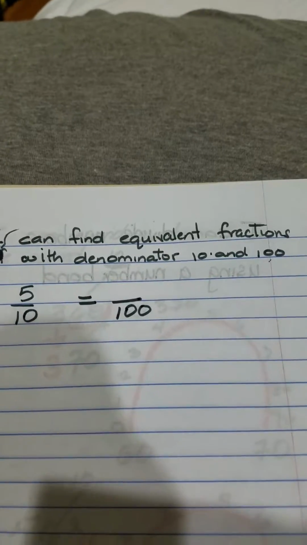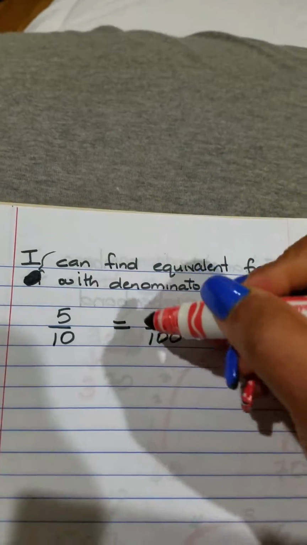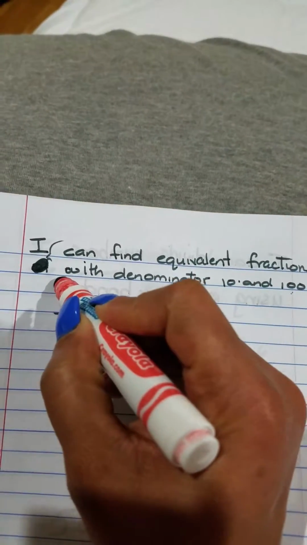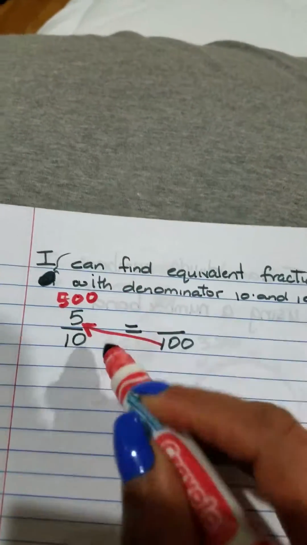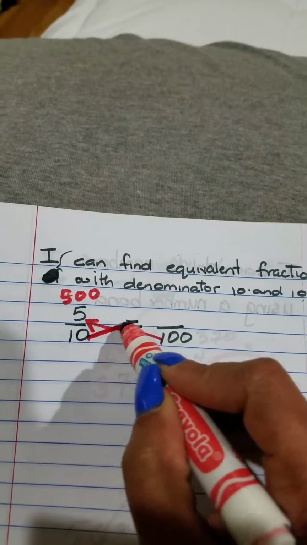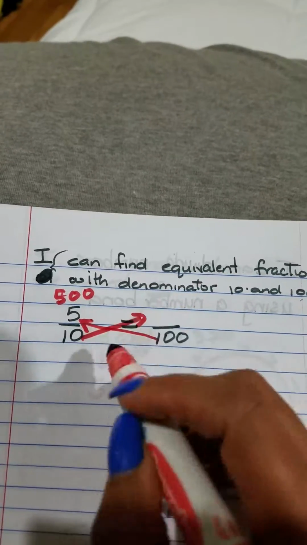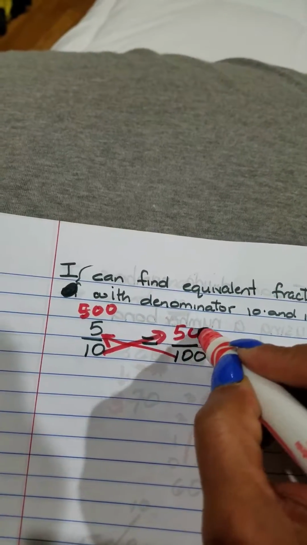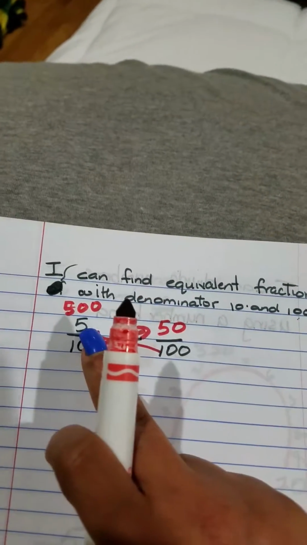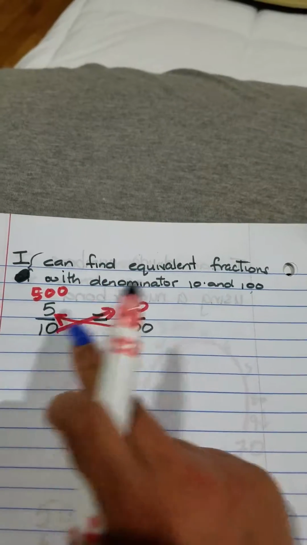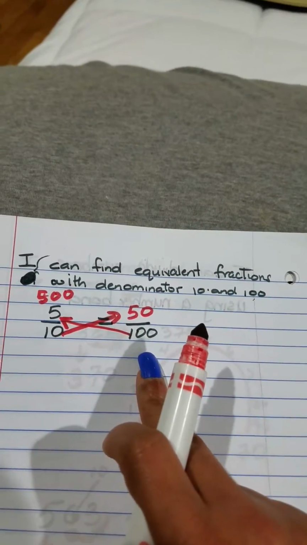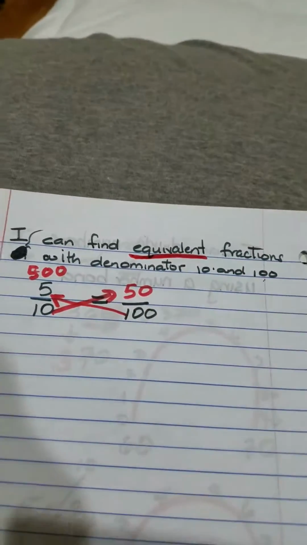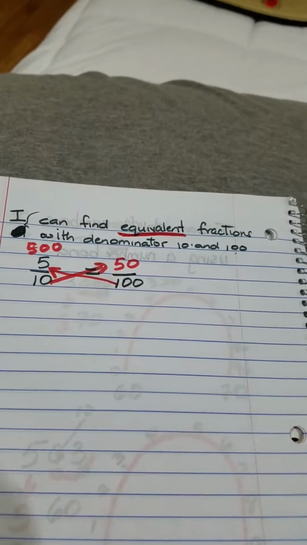First of all, we know our 100 will be placed at the bottom. What can we do here? We can definitely go ahead and use our blazing arrows. 100 times 5 gives us 500. Now my question is, 10 times what number will give us that same 500 to make this equivalent? And 10 times 50 gives us 500. So an equivalent fraction of 5/10 is 50 over 100. Equivalent meaning both of them have the same value, they just look different.